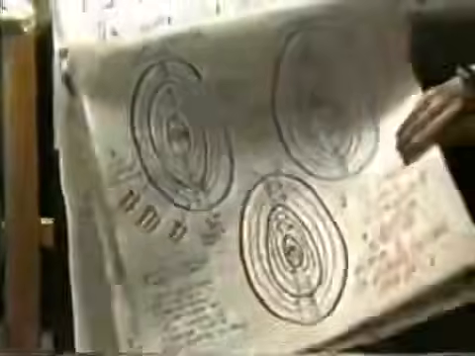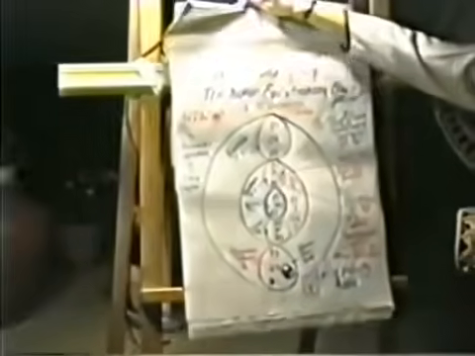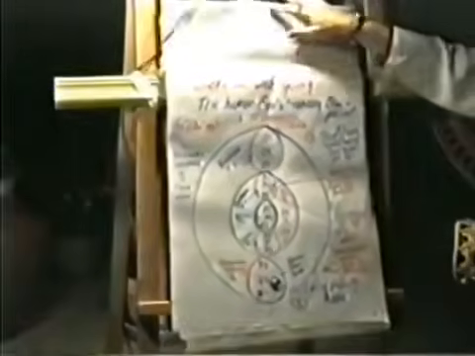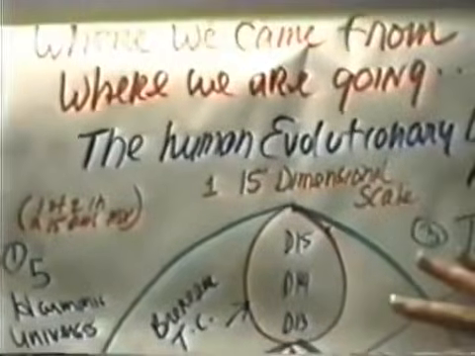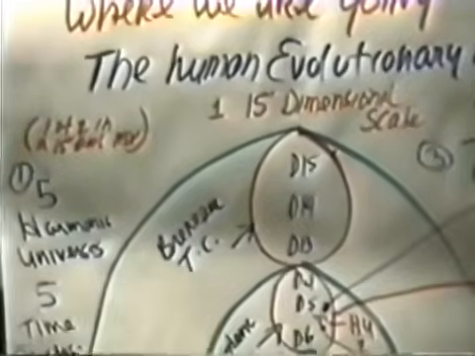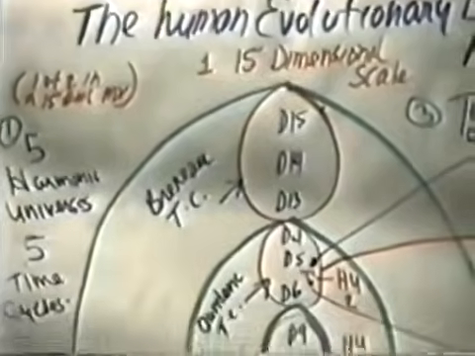Now, this was material that I covered before. Now we're going to go into a bit of new material. If I can do this without knocking down the light. There we go. Okay. My discussion tonight is going to get into where we came from, where we're going as a race. All right. Here again is our 15-dimensional scale within our 15-dimensional matrix.